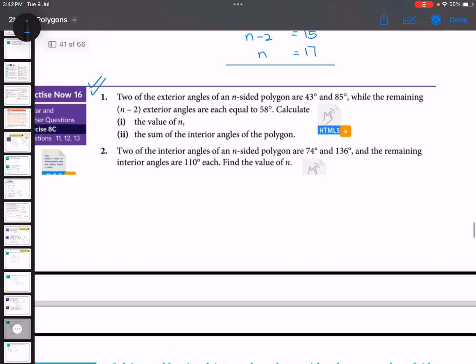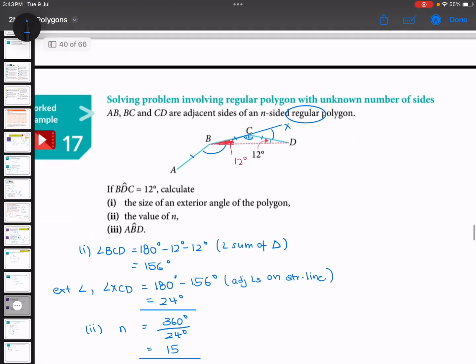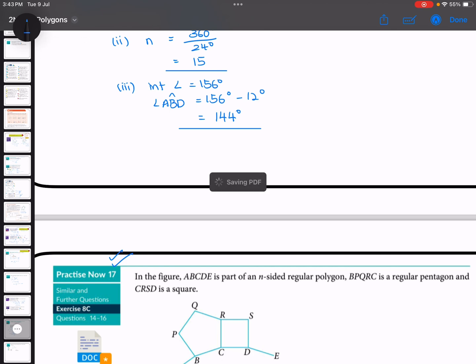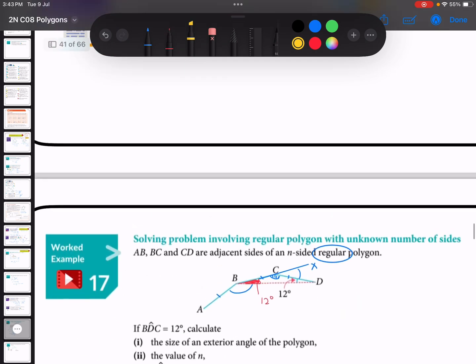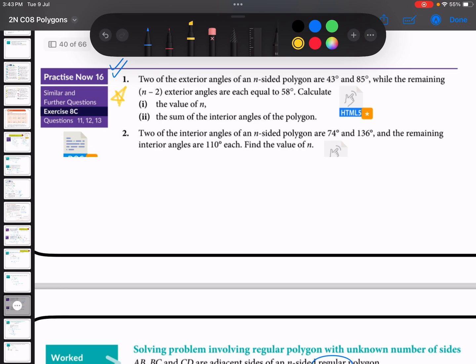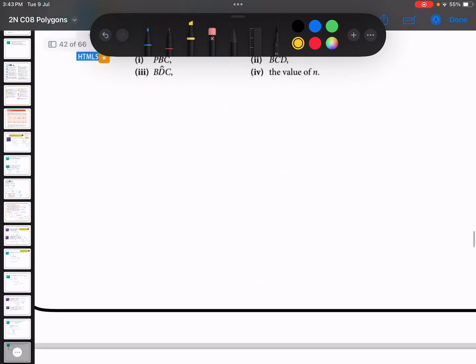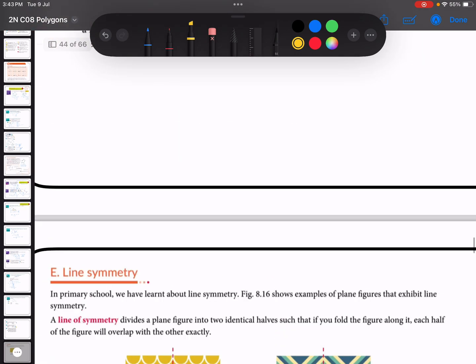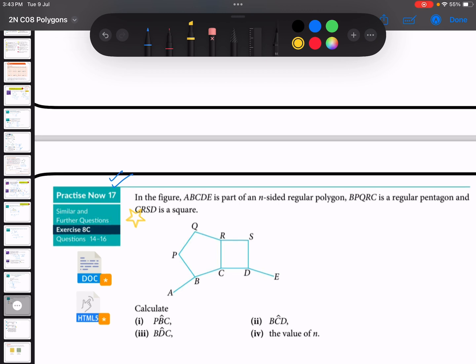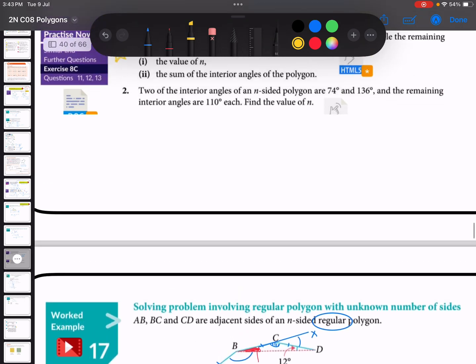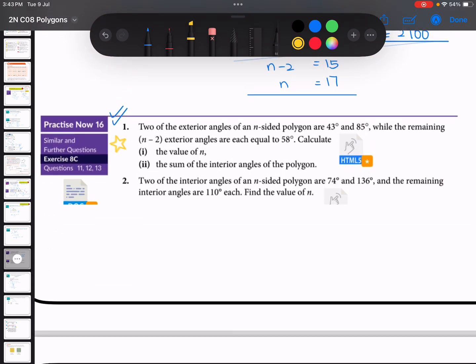Okay, so I'm asking you to try 2 questions. One is 16 and one is practice now 17. These 2 are very important questions. They are highly likely to appear for your exams, so make sure you try them. Those that are faster, you can start with your workbook already. I'm going to finish going through this one. Practice now 16. Try it first before you look at my answer.